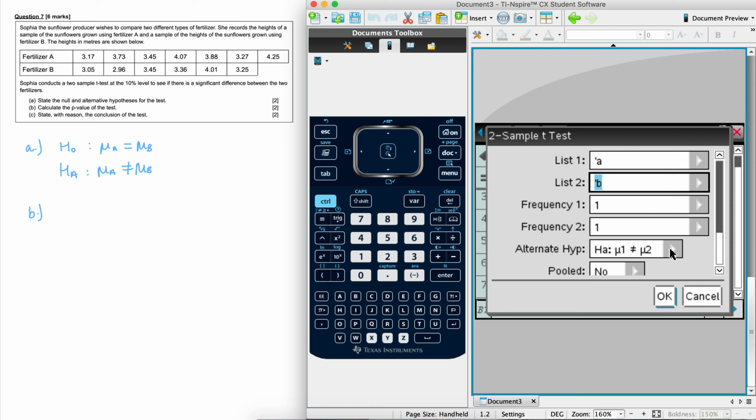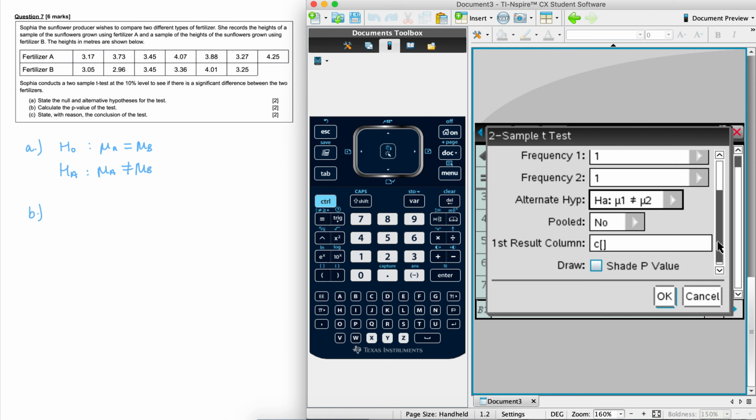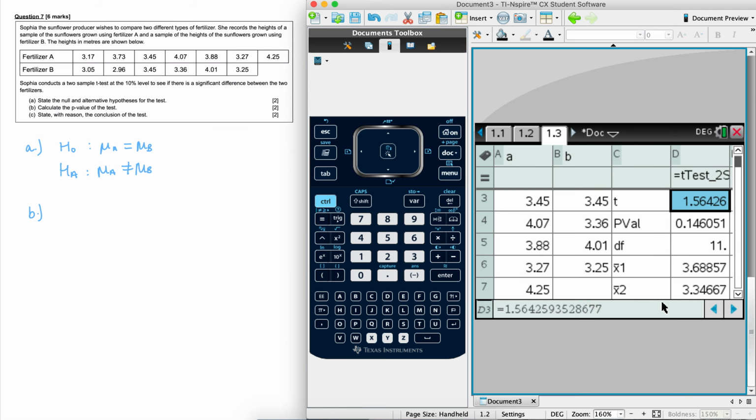The frequency we leave as 1, and the alternative hypothesis is correct. We want it not equal. If not, you would need to change that. You have to put pooled yes, and then we can click OK. So pooled has to be yes. So the p-value there is 0.14605. So the p-value is equal to 0.146051, or to 3 significant figures, 0.146. So that tells me that it's like 14.6%.